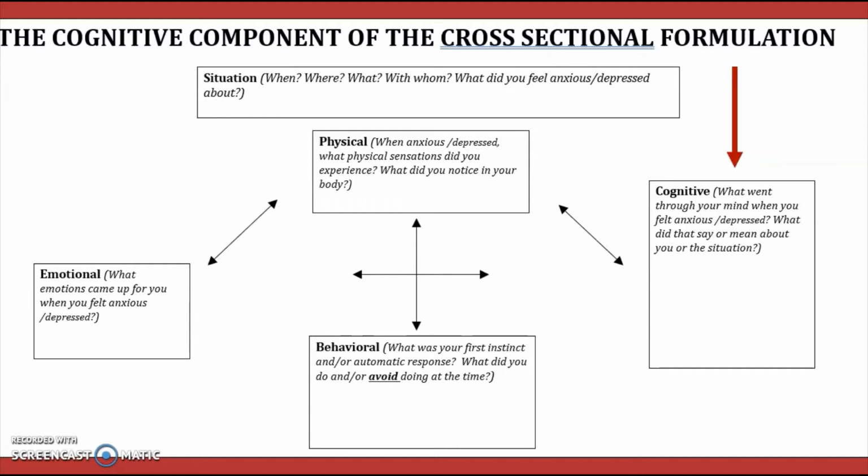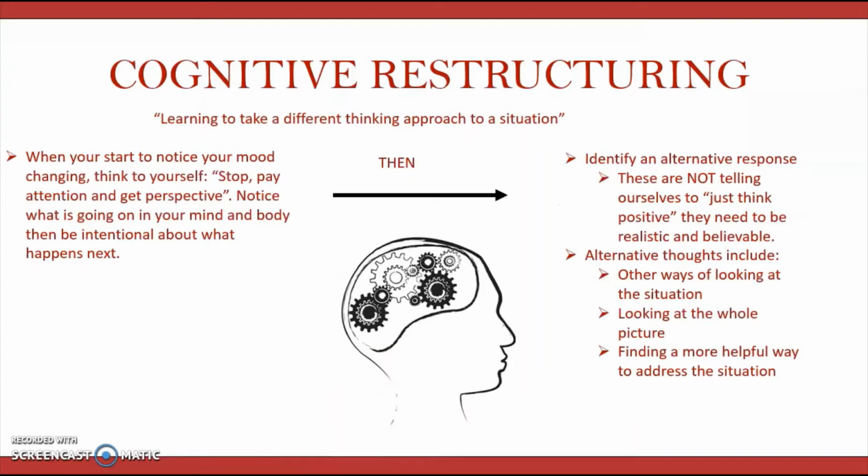Okay, so now let's focus on how to address the thoughts directly through cognitive restructuring. Remember from earlier in the session that cognitive restructuring involves purposefully slowing down, challenging your automatic and unhelpful thinking patterns, and giving yourself a broader perspective on the situation. This takes time and a lot of practice. Be patient with yourself. So here's how it works.